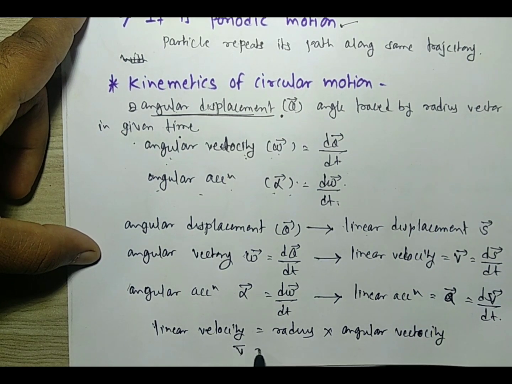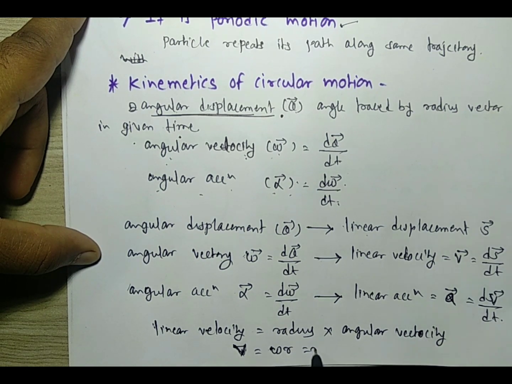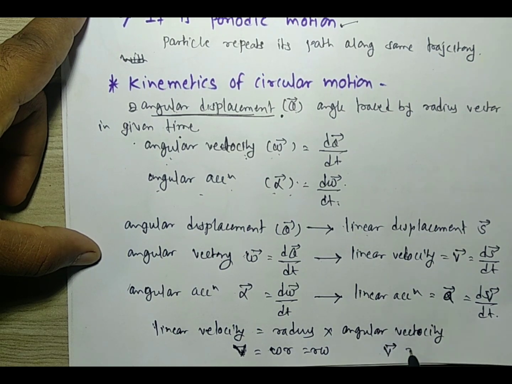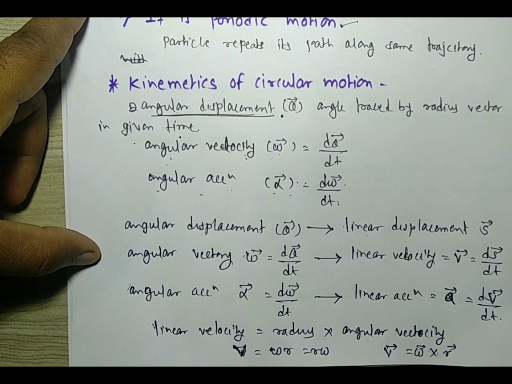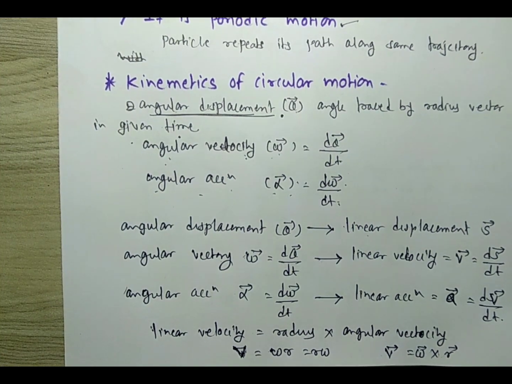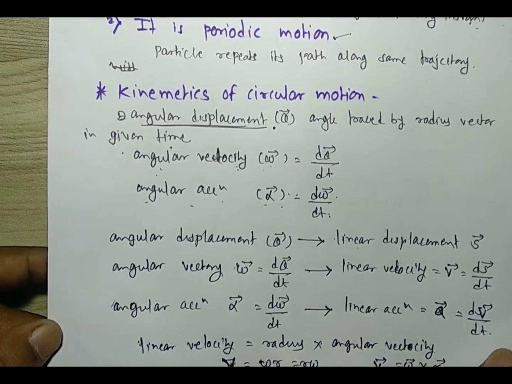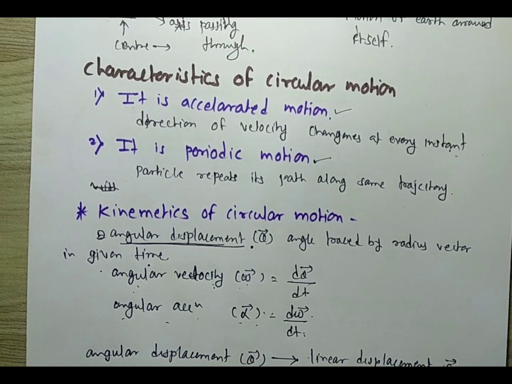That means v is equal to omega r or r omega. It is in magnitude, and in vector form v bar is equal to omega bar cross r bar. Those are the related characteristics of circular motion and kinematical equations related to that.